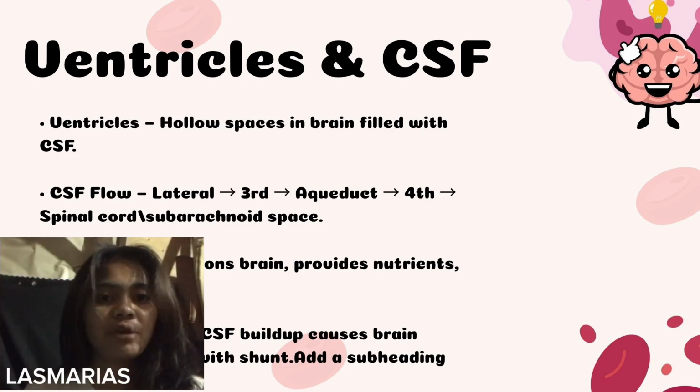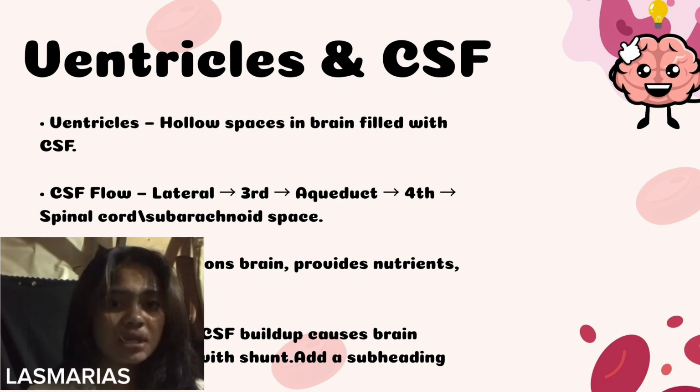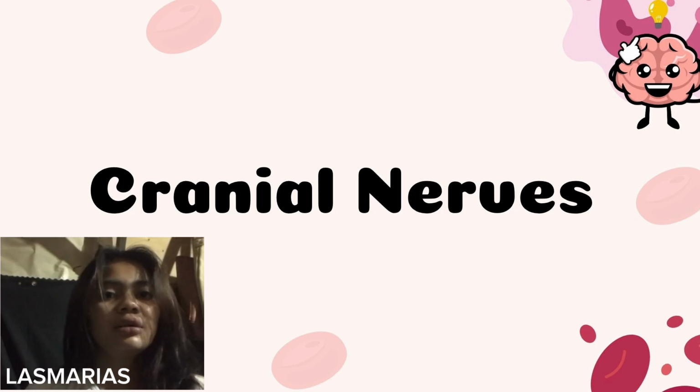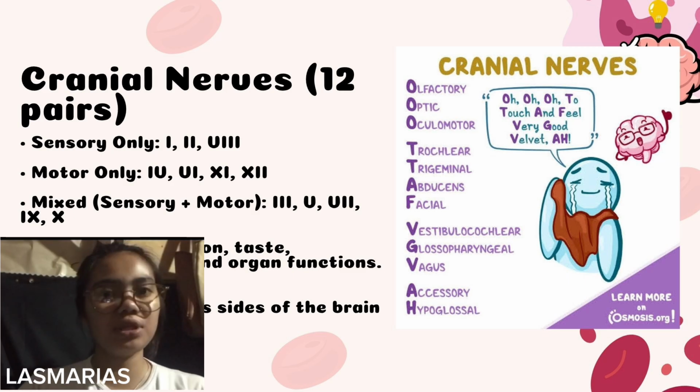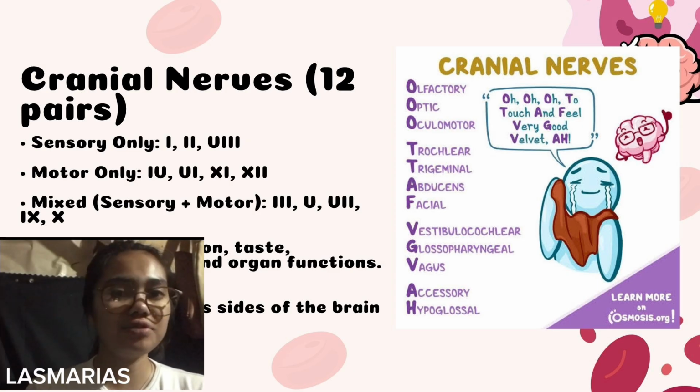So now, let's go to the cranial nerves. The human body has 12 pairs of cranial nerves. These nerves originate directly from the brain, unlike the spinal nerves, which come from the spinal cord. Each cranial nerve has a specific function. Some control our senses, like vision, smell, and hearing, while others control muscles for movement, swallowing, and facial expression. So first, what are sensory nerves? Sensory nerves carry information to the brain and allow us to perceive the world around us. This includes nerves number 1, 2, and 8, which are responsible for smell, vision, hearing, and balance.